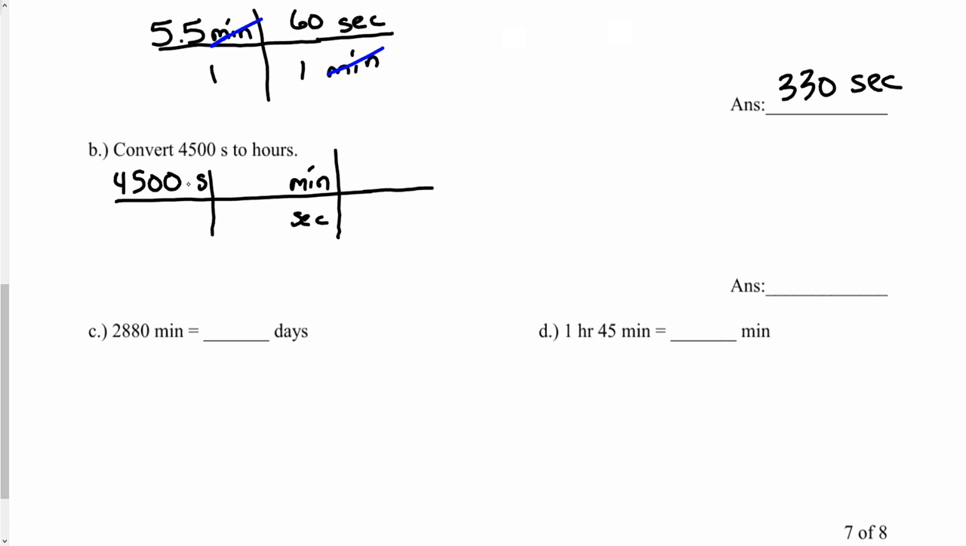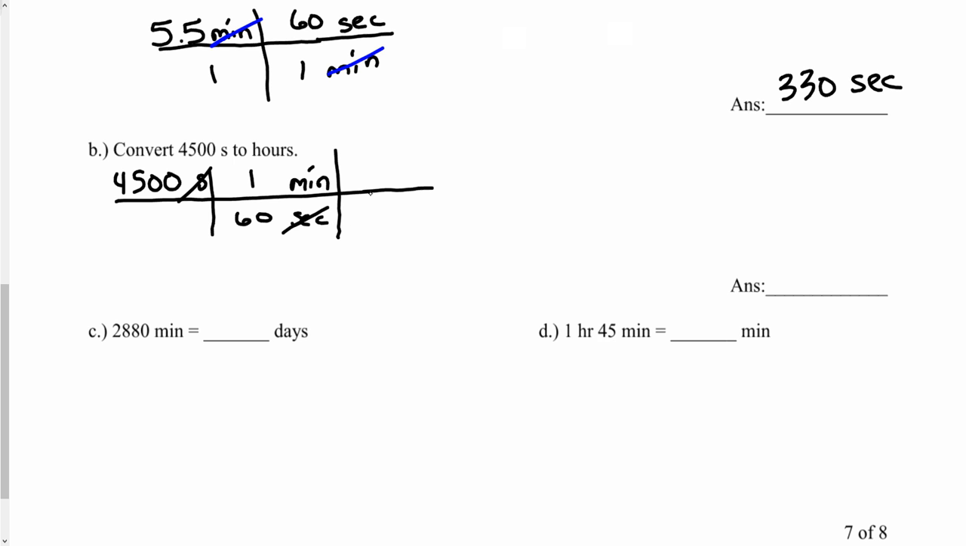Now I can cancel the seconds. Oh, I should put my numbers on here. 1 minute, 60 seconds. Again, please put your labels on first, then you put the numbers on. You're much less likely to put a 60 in the wrong spot. I know that sounds weird, but people do it all the time when they don't pay attention to their labels. They end up multiplying by 60 instead of dividing or something like that.